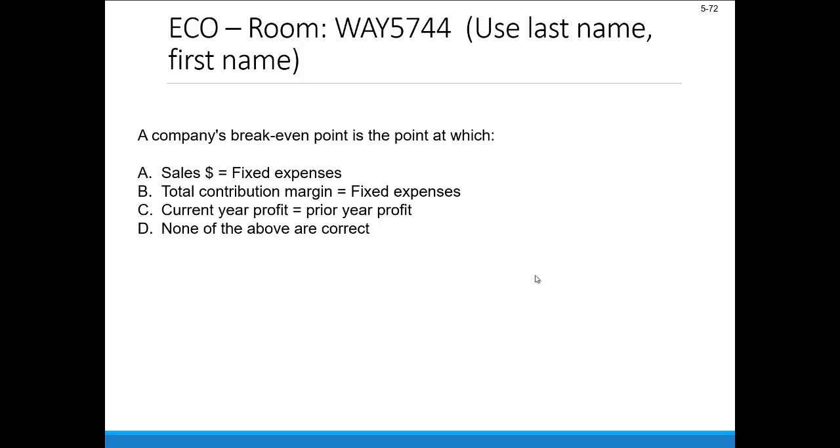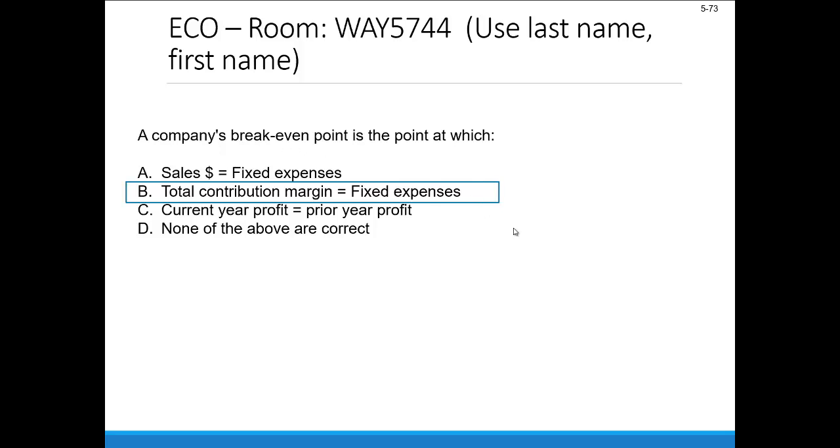Next up, a company's break-even point is the point at which of these following is true, A, B, C, or D, none of the above. Again, pause this real quick and then check your solution after you've thought about that. The answer there is B, the total contribution margin equals fixed expenses. So if you think about the flow of that contribution format income statement, CM minus fixed expenses equals net income. So if net income is exactly zero, which it is at the break-even point, CM has to be equal to those fixed expenses.